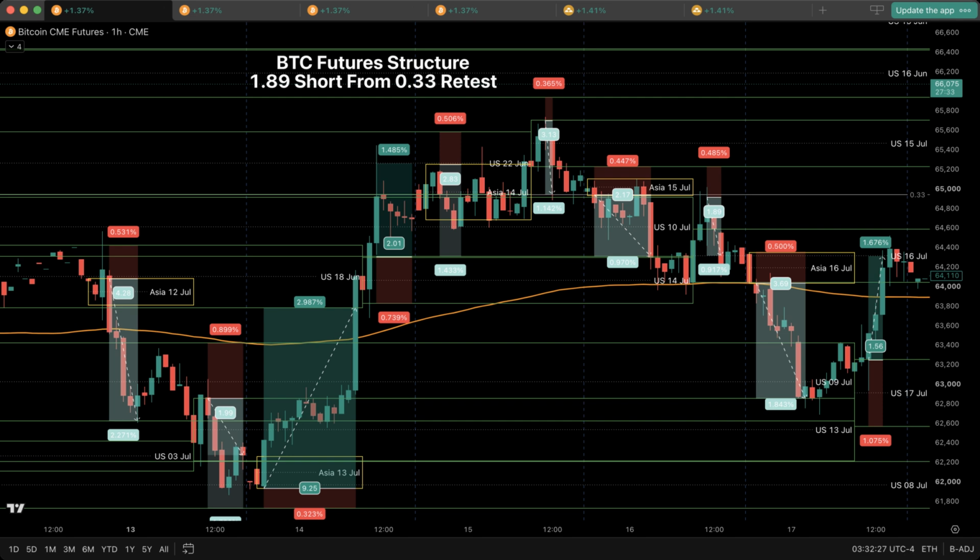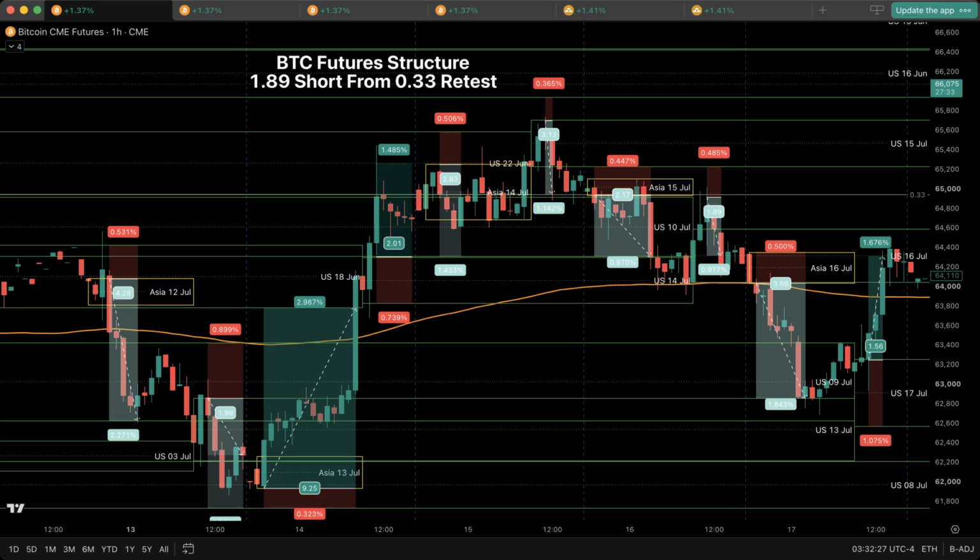So the stop belongs at July 15th U.S. lower boundary. Not random. Not emotional. Not just above a small wick. At the line where the idea breaks. If price reaches it, leave. No hope. No argument. No waiting for another candle.